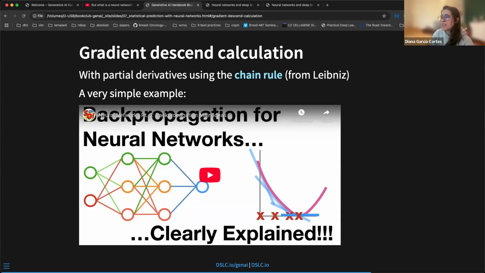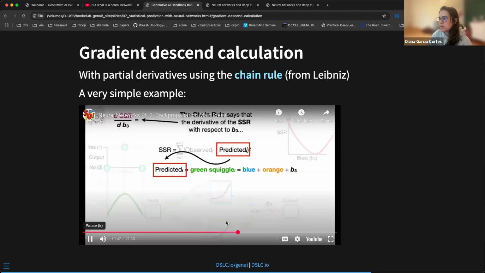So as the video mentioned, how are we going to actually do that? That comes from taking the partial derivatives using the chain rule. And that's basic calculus. There is a very simple example in the StatQuest videos. So I'm just going to say that we take the derivative of the sum of the squared residuals.